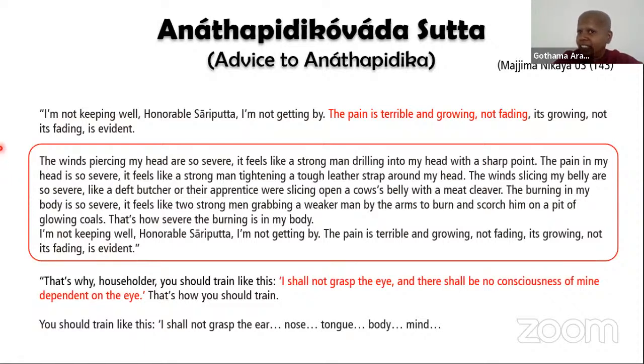Can you read this answer? Can you read that one louder, please? That is why, householder, you should train like this: I shall not grasp the eye, and there shall be no consciousness dependent on the eye. That is how you should train.